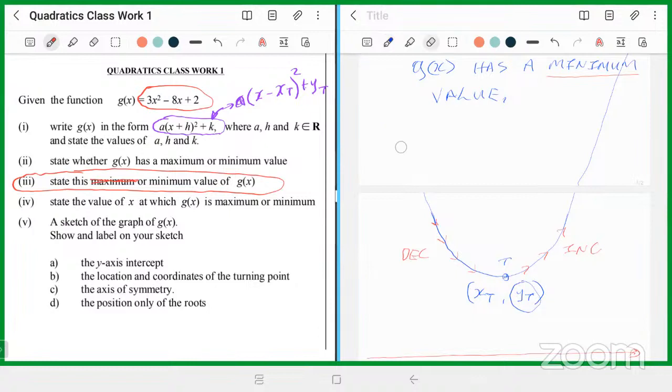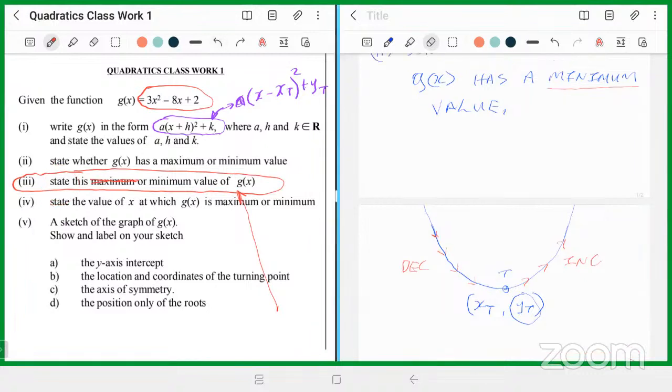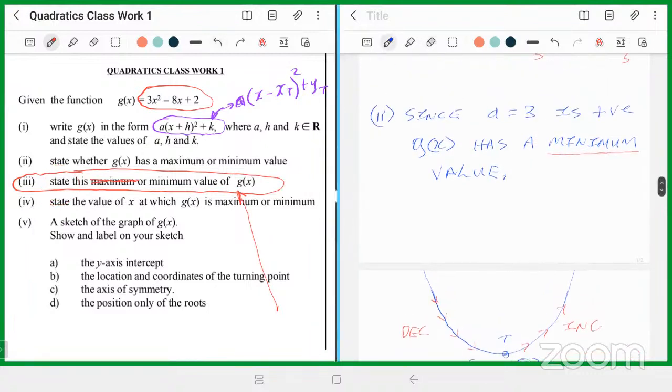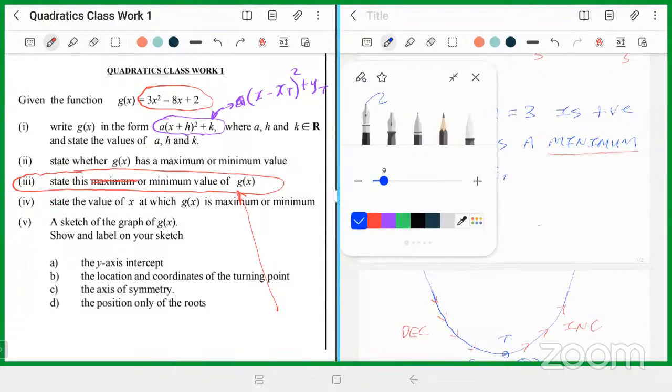So the simple answer for this question, to state the maximum or minimum value, is the YT value. Simple as that. The Y value at the turning point is your minimum value. That's why I said state it. There's no need to calculate anything, just state it. I'm just explaining it here so you can understand it. So it's a matter of just writing it down, but let's write it like a sentence.